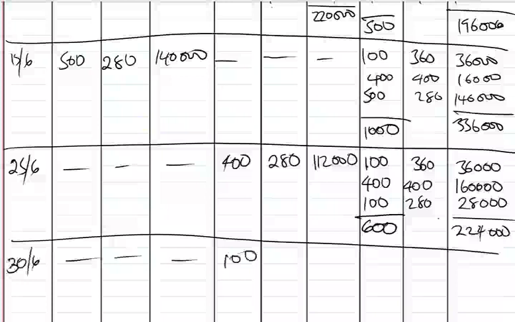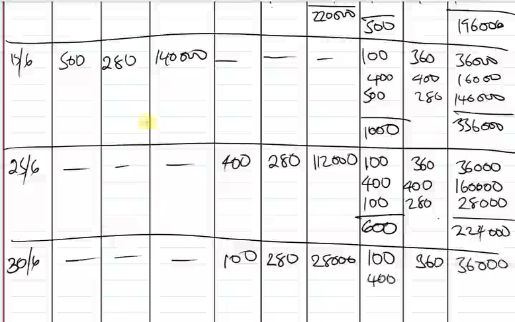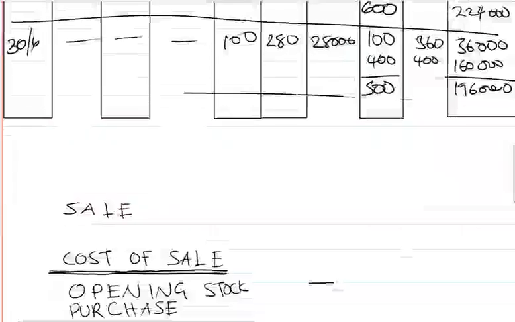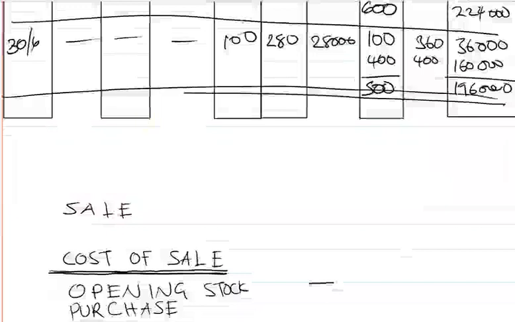Then for last in, first out, we use the value of 280. If you multiply, you find 28,000. So that means now the balance will be 100 at 360, which is 36,000, and 400 at 400, which will be 160,000. If you add them up, we find 196,000. The quantity will be 500, the value that was actually counted. So this is what you were supposed to do using LIFO, last in, first out.